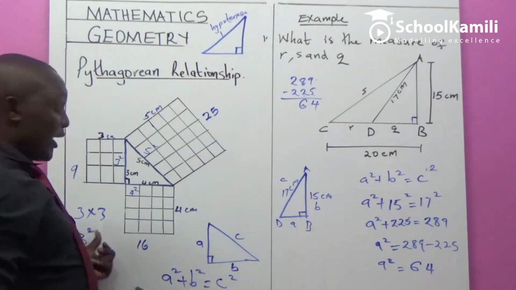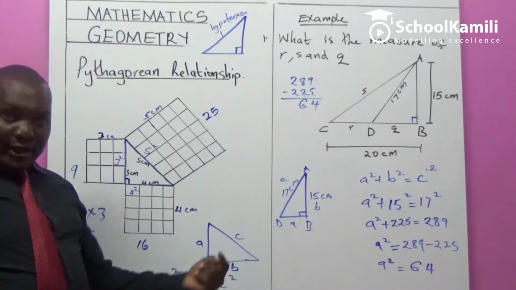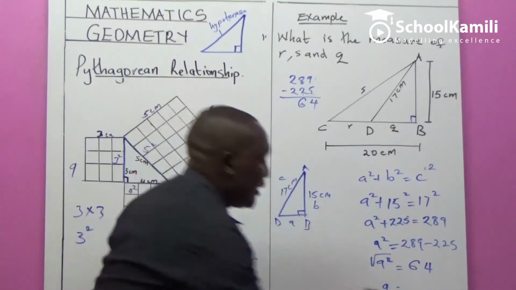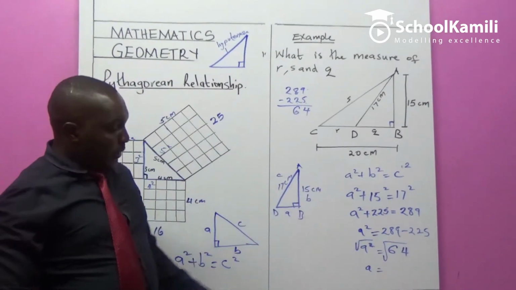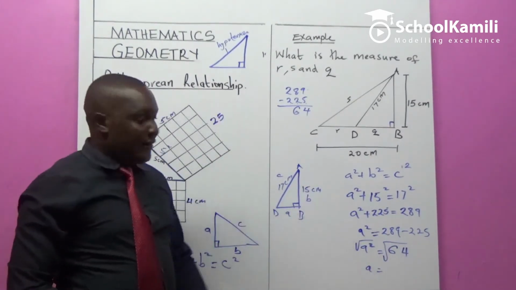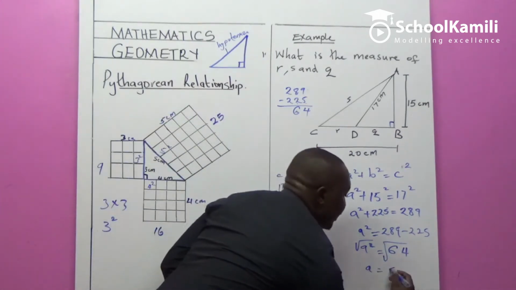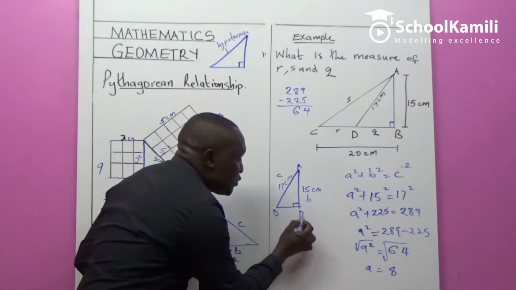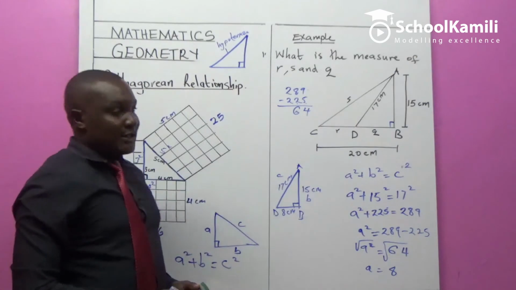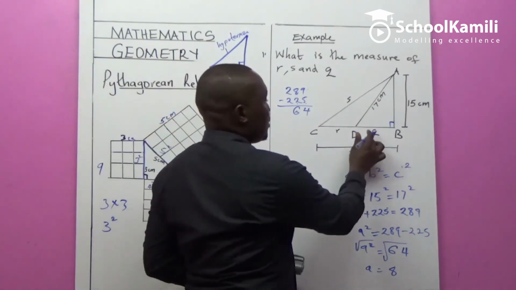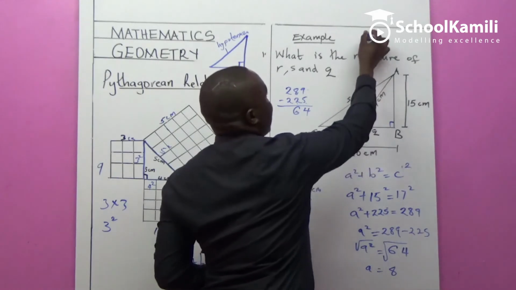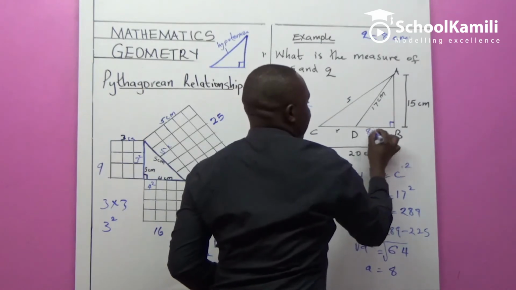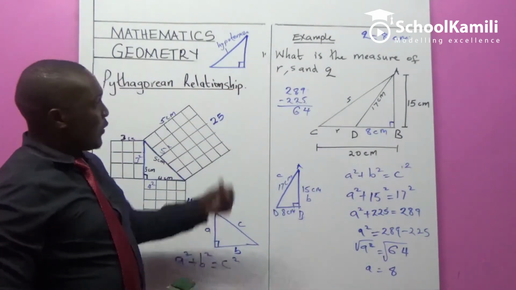We are saying that A squared is the same as A multiplied by A. So how do you remain with A? You get the square root of A squared and get the square root of 64. The square root of A squared is A, then the square root of 64 will be 8. So it means our measurement here, which is now D to B, is 8 centimeters. And D to B was Q. So we've gotten our Q as 8 centimeters. You can replace Q by 8 centimeters. We have done with Q.